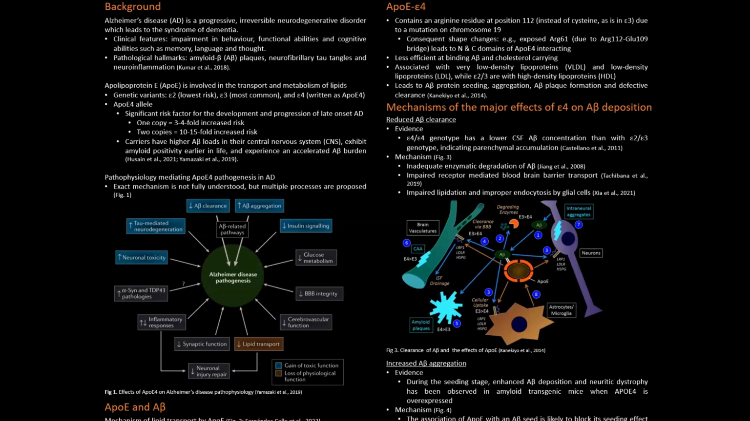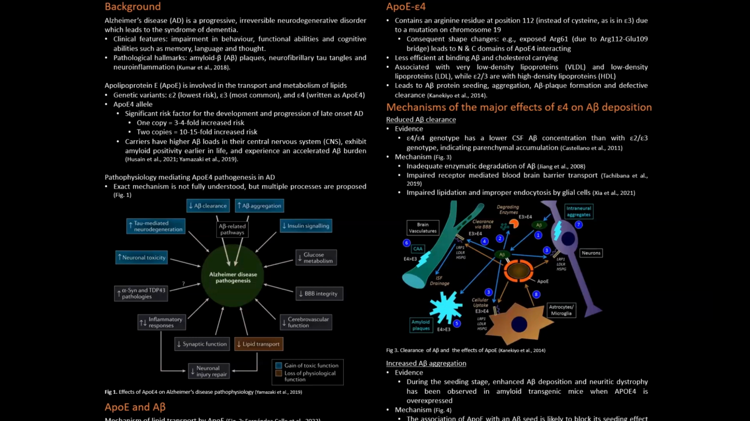of developing Alzheimer's by up to as much as a 15-fold effect when a person has two copies of this gene. In addition to this increased risk, ApoE4 carriers have higher amyloid beta loads and experience an accelerated burden of it. With ApoE4 being such a key risk factor for Alzheimer's disease, its array of pathological mechanisms have been the focus of numerous studies in the literature, as can be seen in Figure 1.